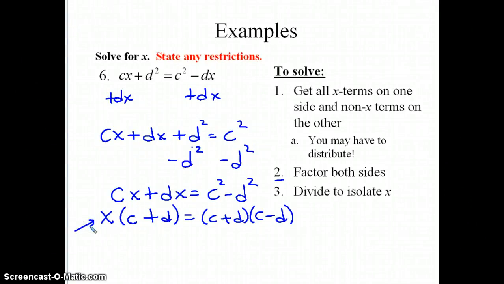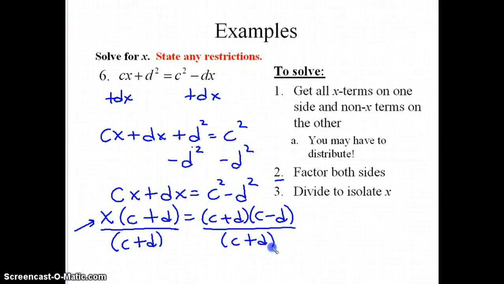Now that I have them completely factored, you'll note that I have a factor of just x. In order to isolate that x, I'm going to divide both sides by the quantity c plus d. When I divide both sides by the quantity c plus d, on the left-hand side, the c plus d cancels, and I'm left with x. On the right-hand side, the c plus d also cancels, and then I find that x is now equal to c minus d.